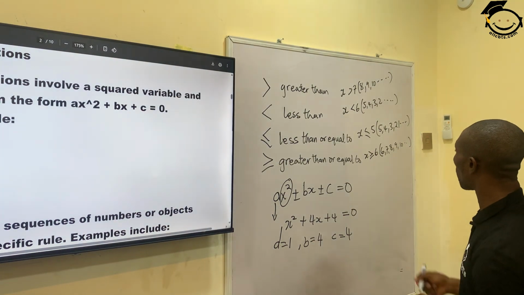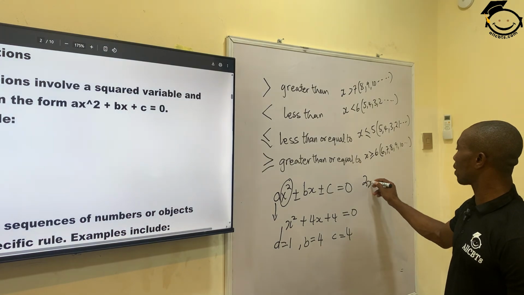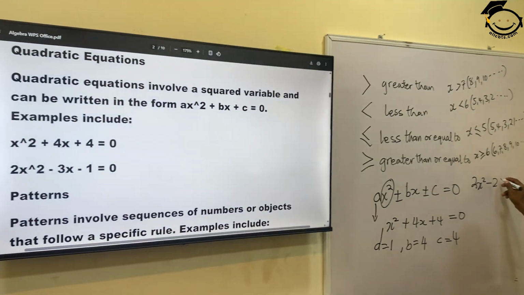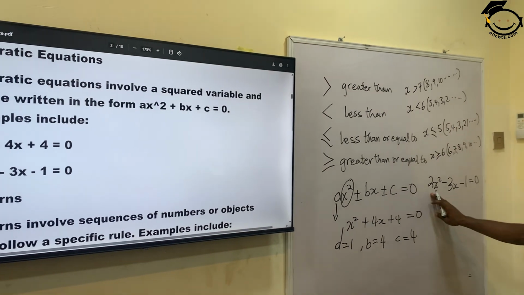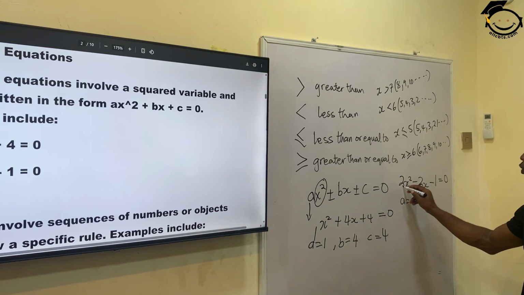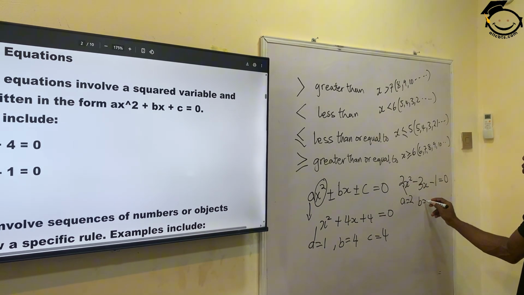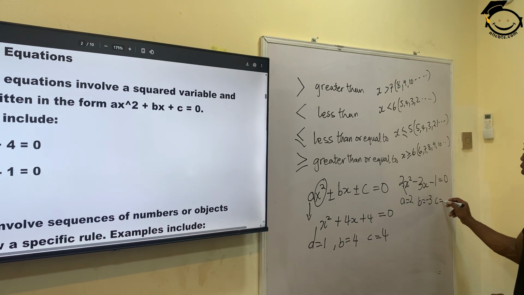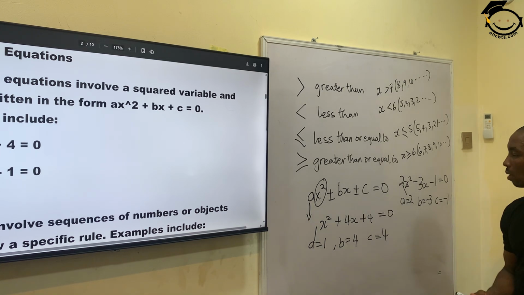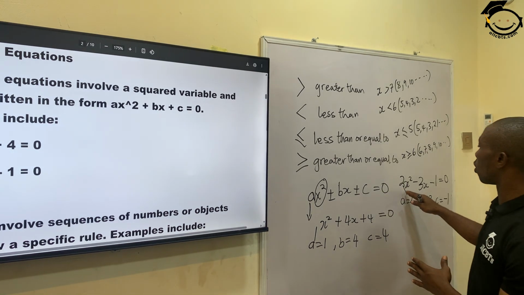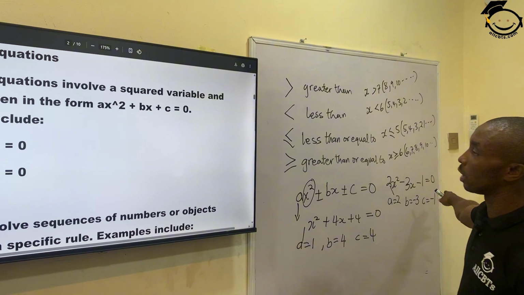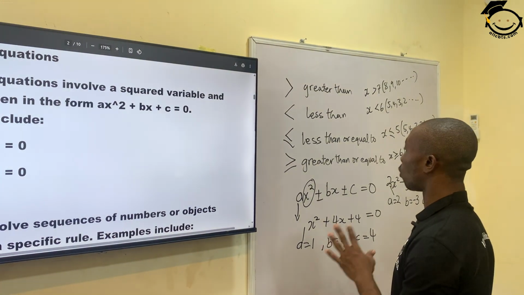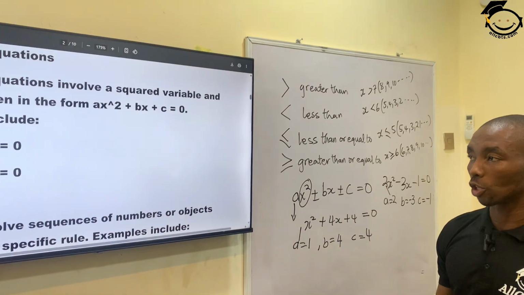For the second example, we have 2x squared minus 3x minus 1 equals 0. In this situation, a equals 2, b equals minus 3, the coefficient of x, and our constant c is minus 1. So whenever you see x being squared in your expression, equal to 0, that means you are working on quadratic equations.